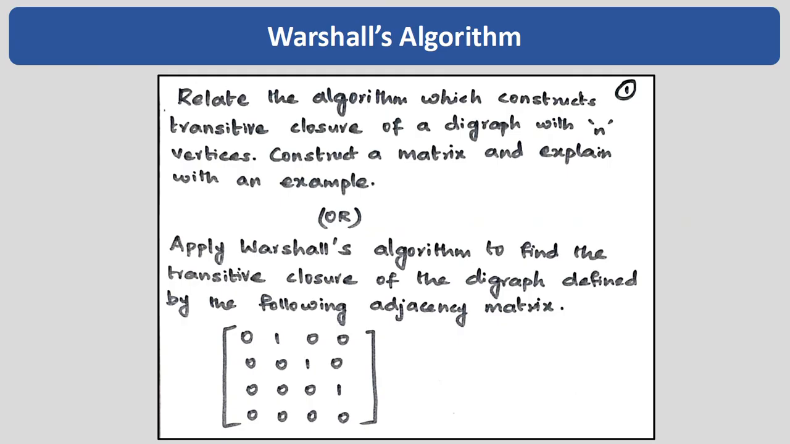Okay students, just now observe the question carefully. See, the question can be given in general, that is, relate the algorithm which constructs the transitive closure of a graph, or else they will give a matrix and ask you to apply the Warshall algorithm. So the question can be in any form, but the term which we have to observe is nothing but the transitive closure of the digraph. Okay, that is very important. So either the question will be general or the matrix will be given.